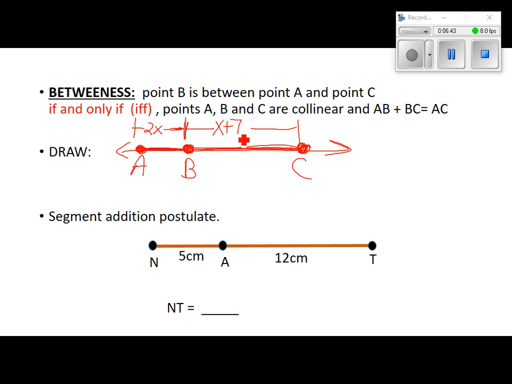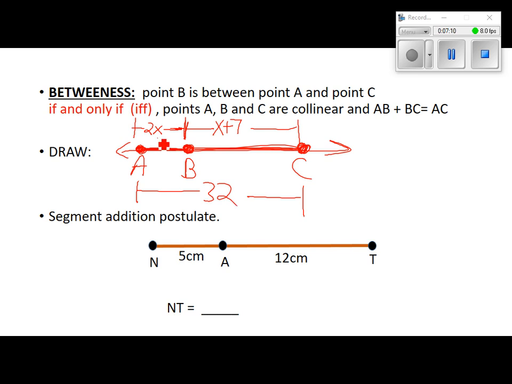And then the other thing they might tell you is how long is segment AC. I don't know, make up a number for me. 30 what? 32? Right? We've got to be able to draw this picture and label things with what they tell us this way. From that, can we set up an algebraic equation?